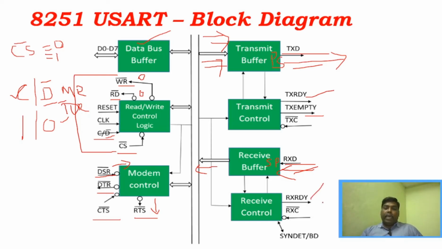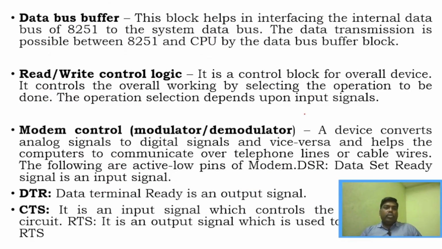And TXC and RXC are nothing but the clock signals, right? And we have the final pin, which can be used as an input and output terminal, and it supports both synchronous and asynchronous communication, right? So the main important advantage here is the USART is used for serial communication, and it supports both synchronous mode and asynchronous mode, right? So whatever I just explained is what is given here.